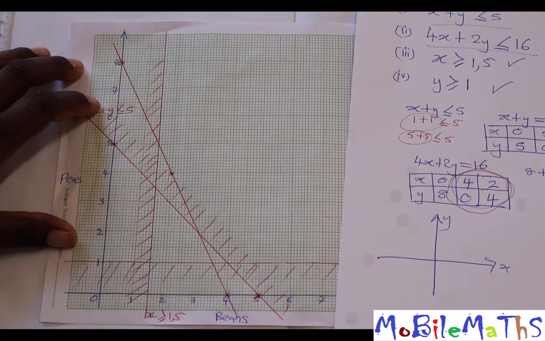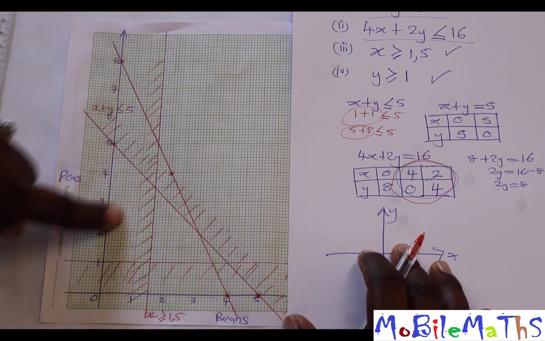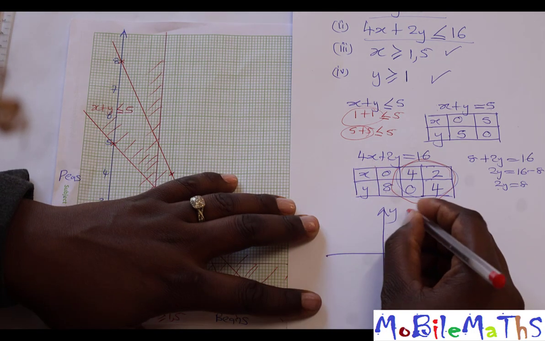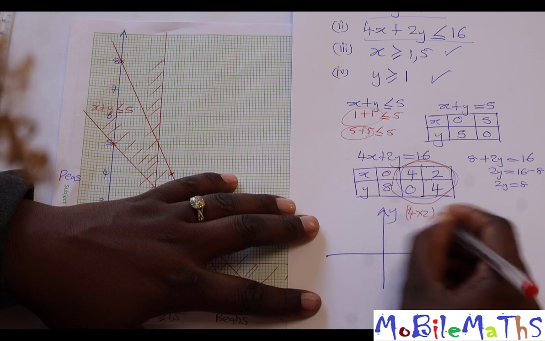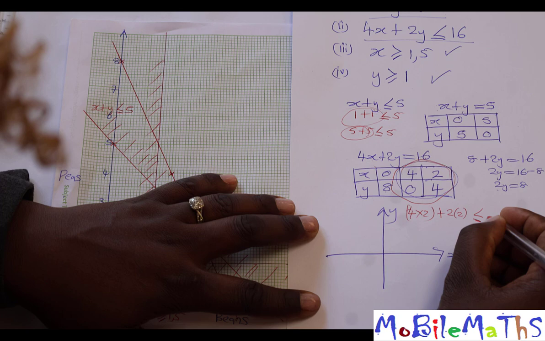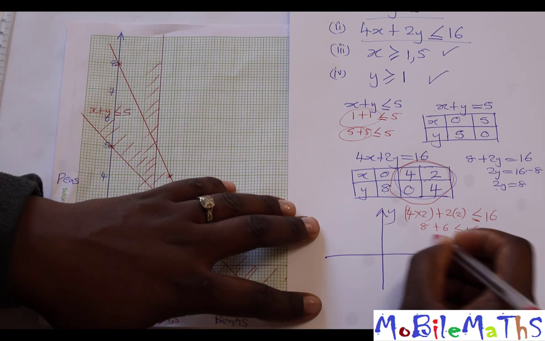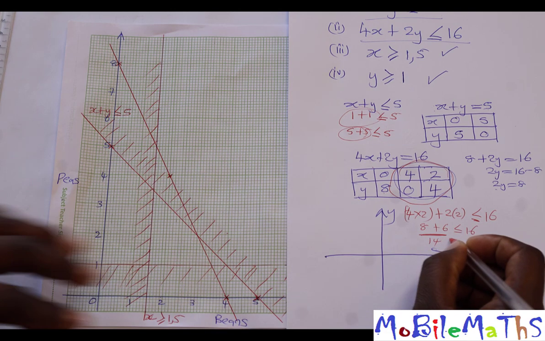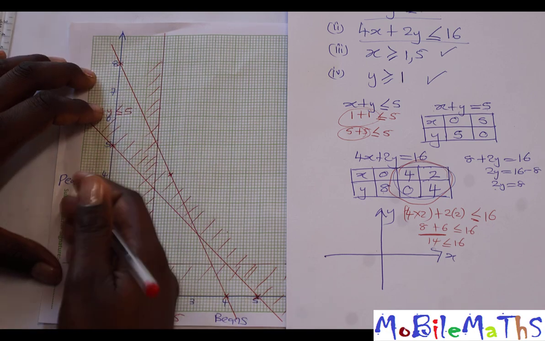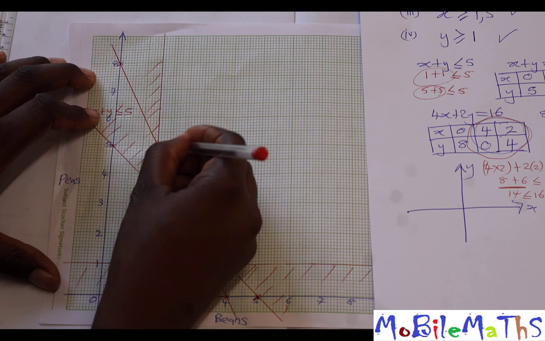Okay, so this is my other graph. And my unwanted region, I can do the same. Take 1, 1, or even 2, 2. I can even take 2, 2 into this equation. So I have 4 by 2 plus 2 by 2 is less or equal to 16. This is 8 plus 6, which is 14. It's less than 16, so it's a wanted region. So this side here is the wanted region, and we can shade the unwanted one, which is this one.